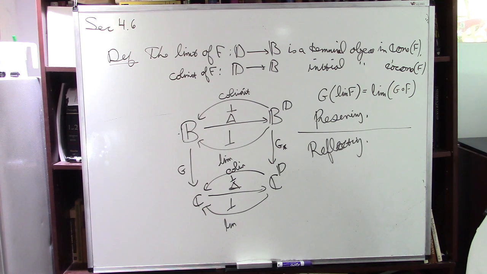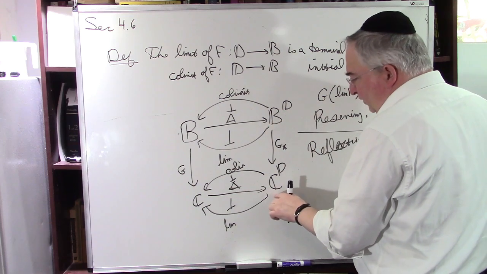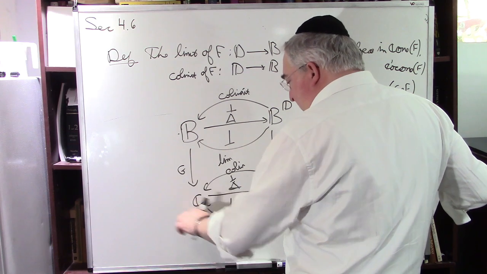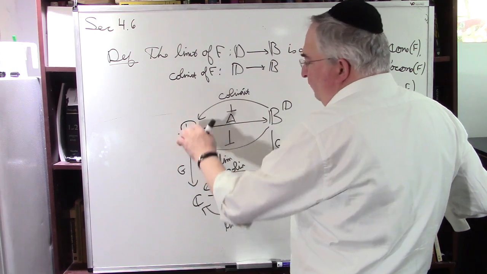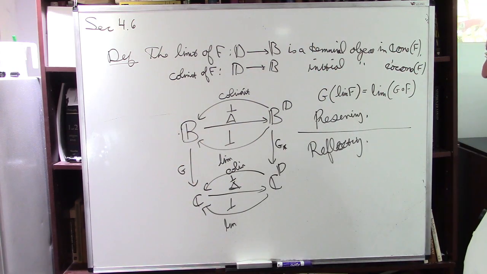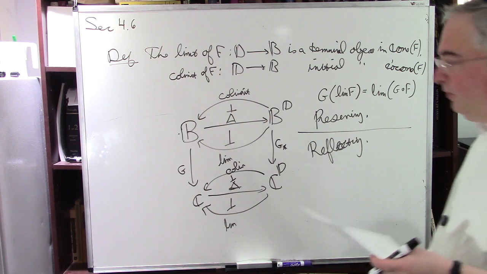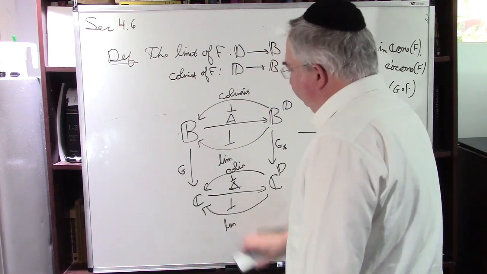What does reflecting mean? Reflecting means as follows. Start with the diagram here, do G of it, take the limit of that. If G takes you to the limit here, it must have been that this came from a limit. So that's very nice. Anyways, that's a very pretty diagram. Okay, let's erase it.